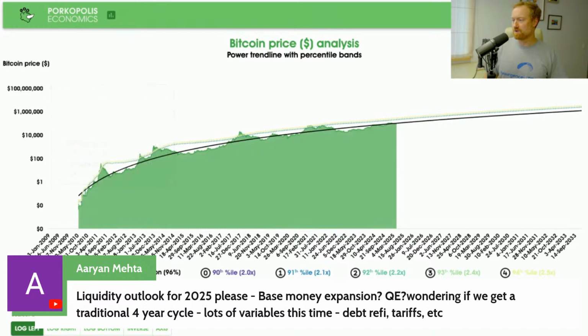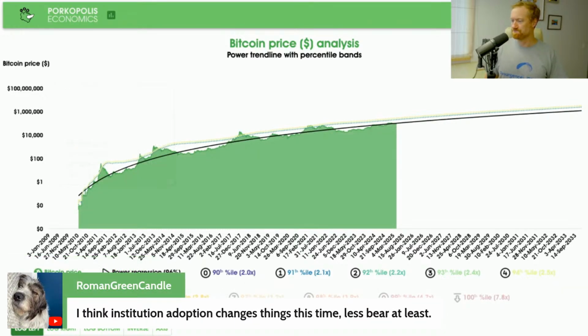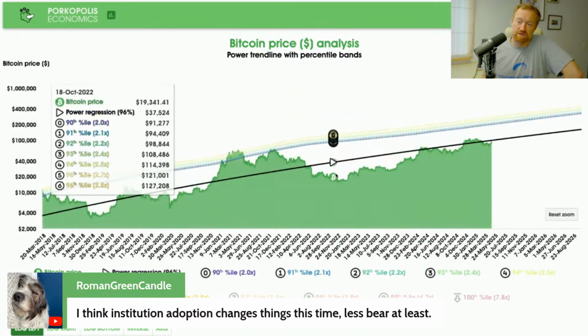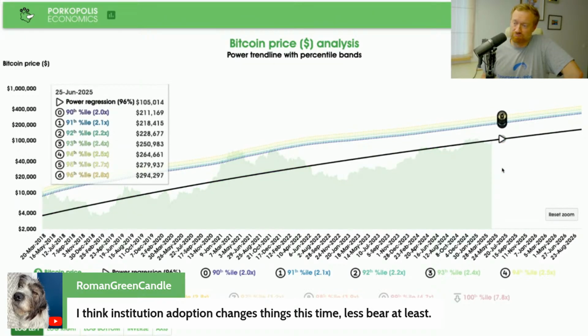What do we got, Roman? Yeah, a lot of people are saying this. I think institutional adoption changes things this time, less bear at least. Totally possible. People think that maybe we ride the wave more consistently. Maybe we don't have as big of a boom. Maybe we don't have as big of a fall. So far, that story is correct. That story is 100% correct.